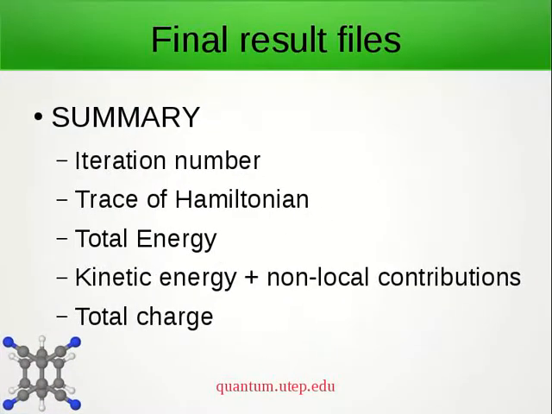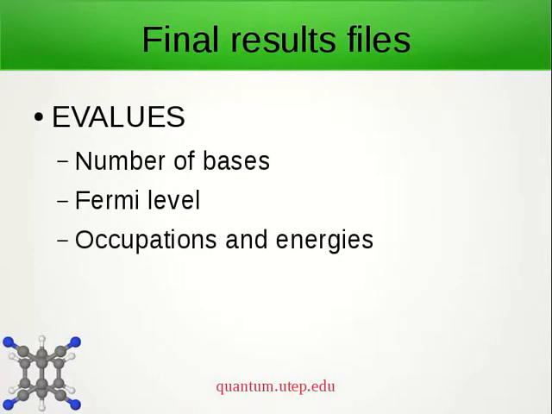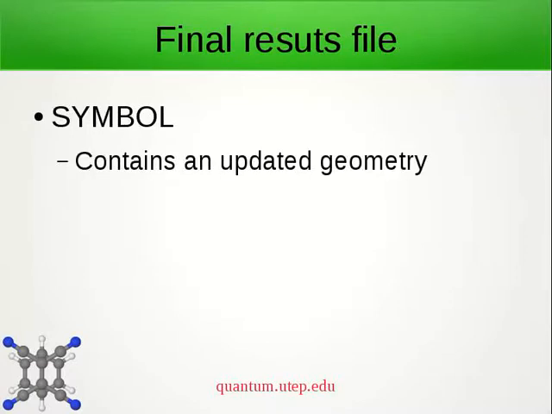The values file contains the number of bases, the Fermi level for this structure, the occupations and energies for the electrons. The symbol file contains an updated geometry. That means that whenever you're running a calculation on NRLMOL, at the end of the SCF cycle, it usually predicts a new geometry, which will be the input for the next step when you're doing an optimization. If you're just doing what we call a single point run, then you don't need to worry about this new geometry, and you can even delete it.